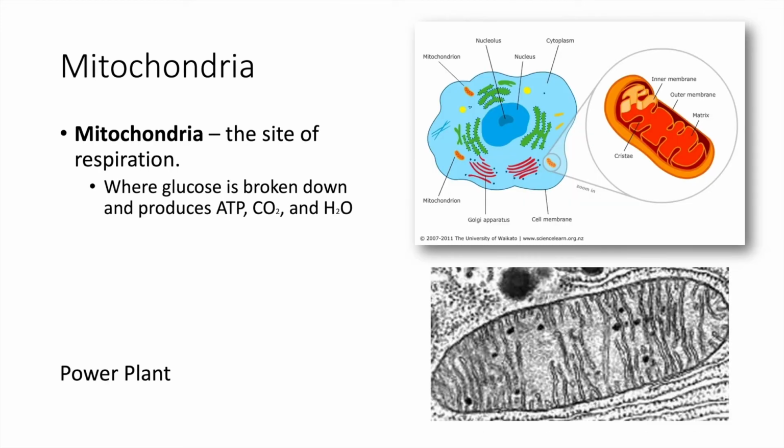Alright, so next is the mitochondria. It's the site of respiration. So glucose, so it's like a sugar, is broken down and produces ATP. ATP is an energy currency. CO2, so that's carbon dioxide, we breathe that out. And then H2O, you probably know, is water.